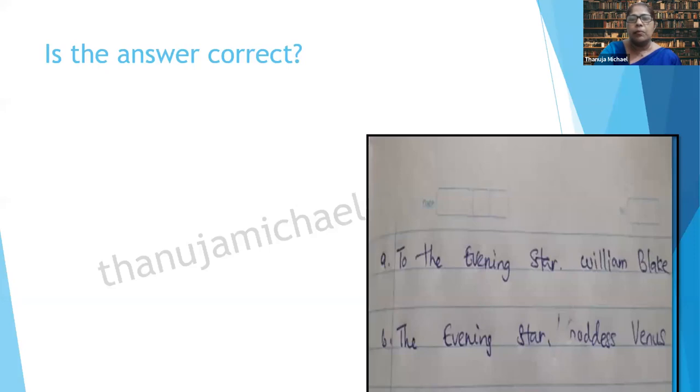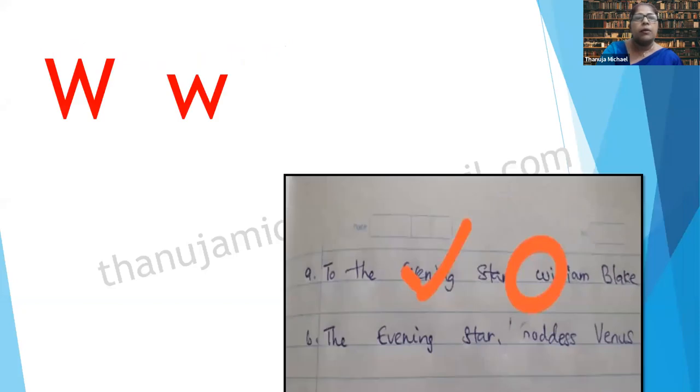So here, just think to yourself, look at the answers that you have written. The first one cannot be given marks. Why do I say that? Okay, this is the reason. Right. So evening star is correct. The title is correct, but the name is wrong. Look at the W the child has written.